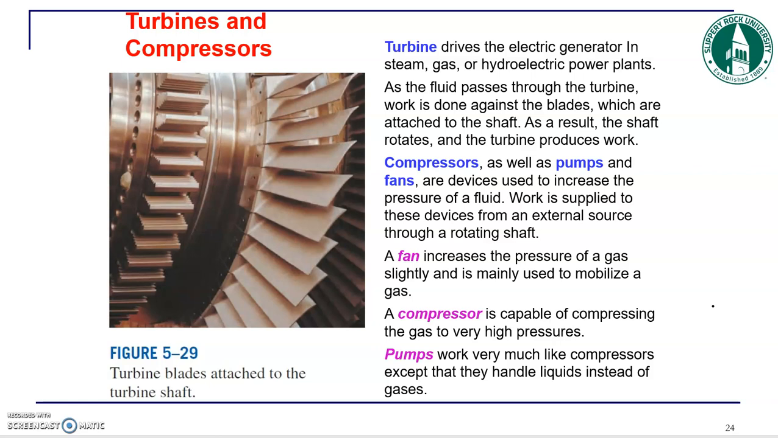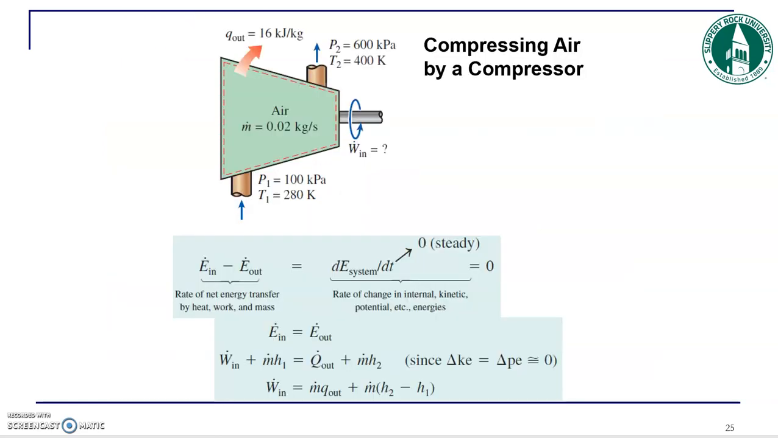And on the other hand, we have compressors, pumps, and fans. Compressors and pumps are basically the same thing. They're compressing fluids. Compressors are used for compressing the gases to a very high pressure, and pumps are used to compress the liquids. Fans also basically increase the pressure of a gas, but the main purpose of fans is to mobilize the gas. All right, so let's talk about the first law of thermodynamics applied to turbines and compressors.